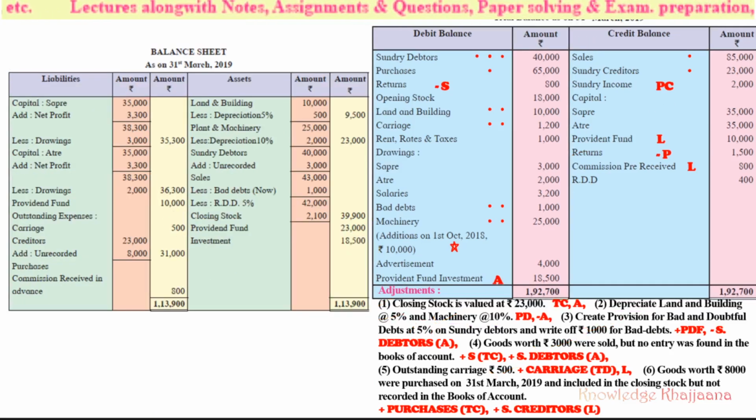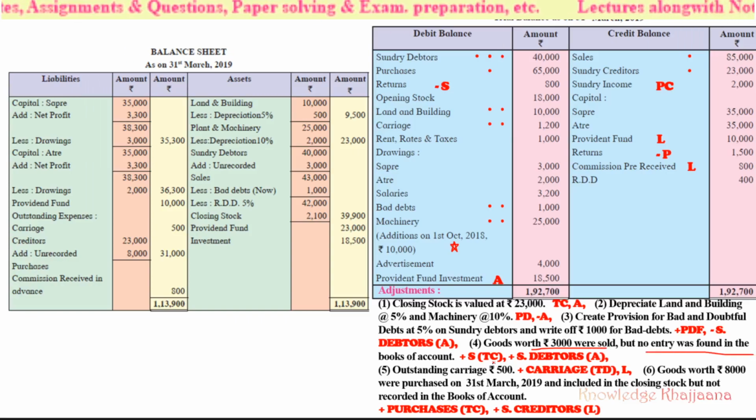Now let's move to the assets. Sundry debtors of rupees 40,000 we have to record over here, plus unrecorded sales. Goods worth rupees 3,000 were sold but no entry was found in the books of accounts, so that rupees 3,000 we have to add to the sundry debtors first, because of the other adjustments.